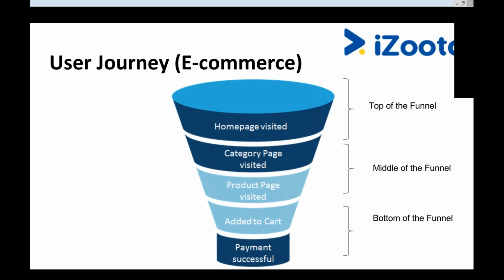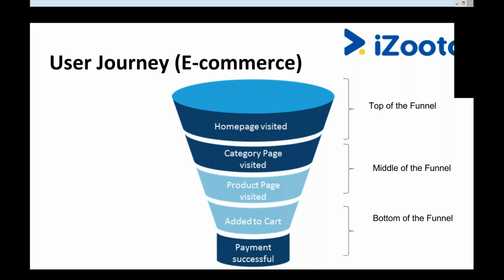Great. Before moving ahead into behavioral segmentation, let's understand the user journey. In a typical e-commerce portal, the user journey is like this: visitors come onto the home page, then they either click on a category and visit that page, or click on a product and directly reach the product page. Then if they like the product, they add it to the cart and finally do the payment.